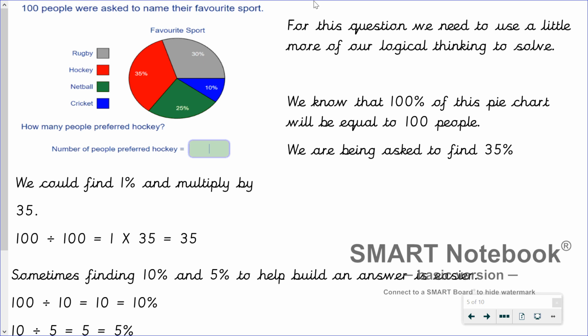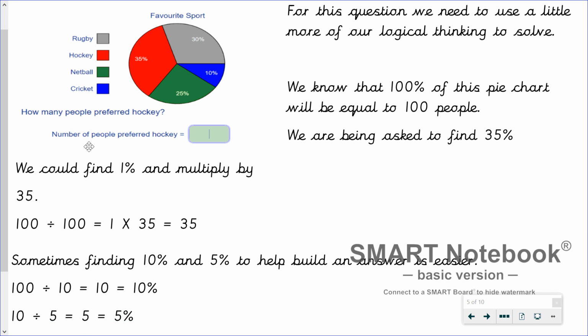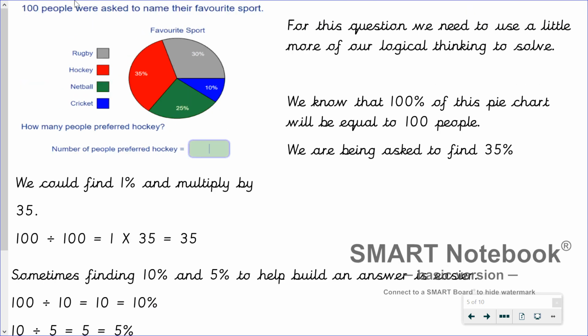So this one we need to think logically, because we can't just divide by 10 now. So we know that 100% is 100 people, and we're being asked to find 35%. Now, there are two ways we can do it. We can find 1% and times that by 35, or what percentage we need. So to do that, we do the 100 people, and to find 1%, we divide by 100. So 100 divided by 100 is 1.